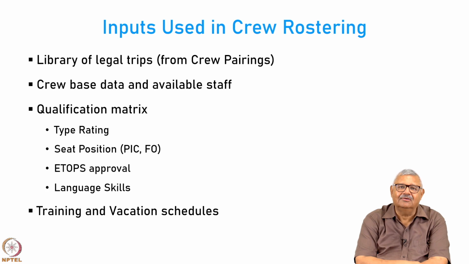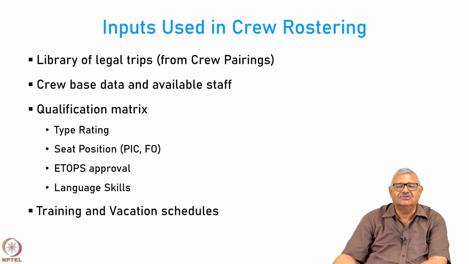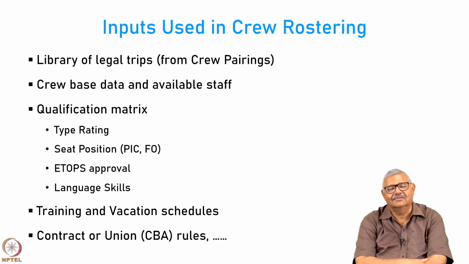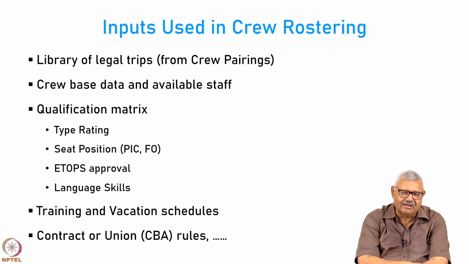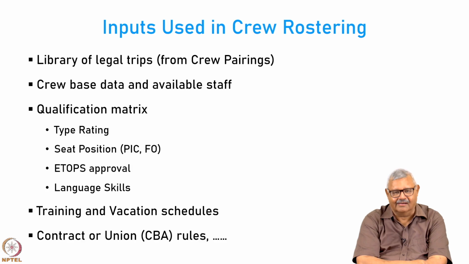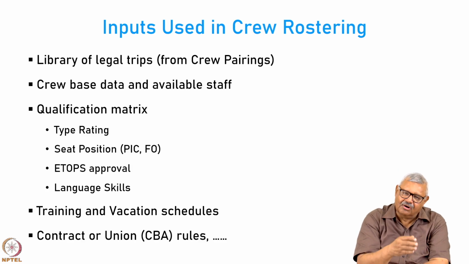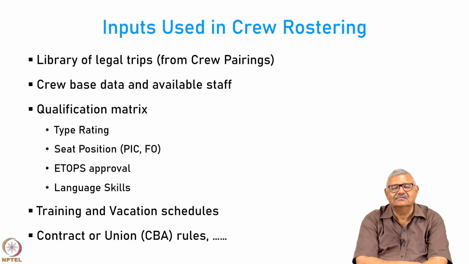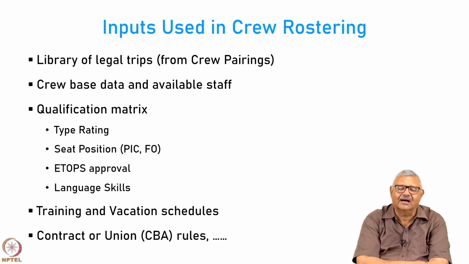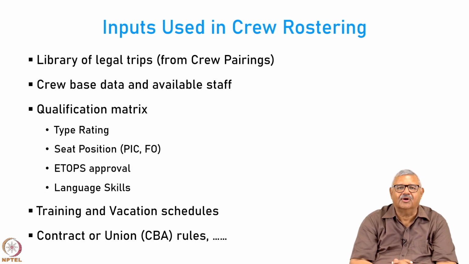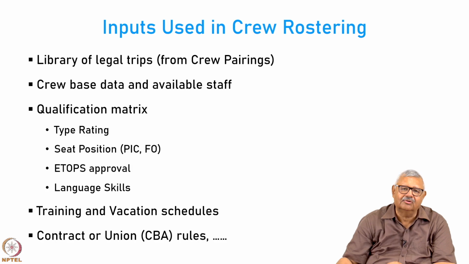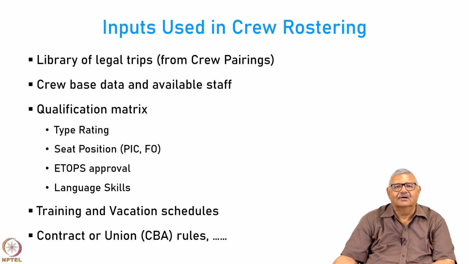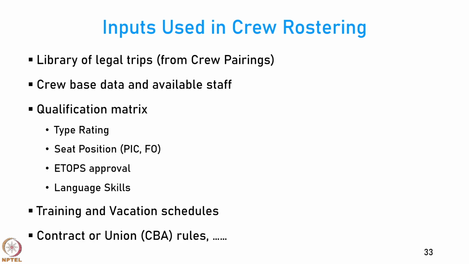Then we also have to keep in mind the training and vacation schedules, because pilots and flight attendants undergo continuous training. They have their own vacations, which are actually mandatory. And then the interesting aspect is that every crew member has a contract with the airline, and these contracts are arrived at with the association of the unions. The unions use collective bargaining agreements, and they come up with norms and rules which are then to be followed by the crew rostering people, so that they do not break these agreements.